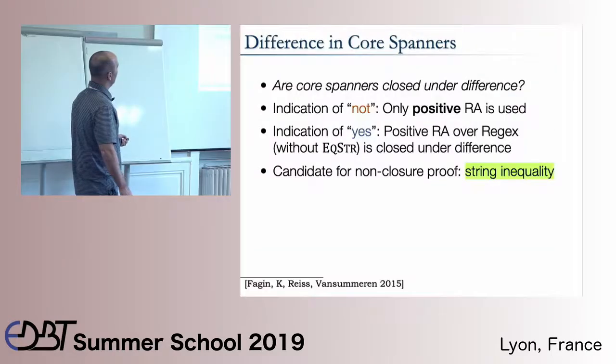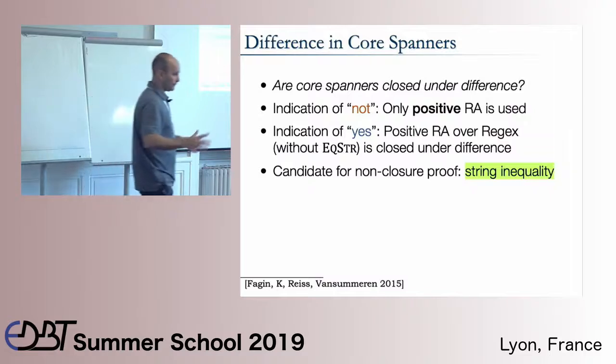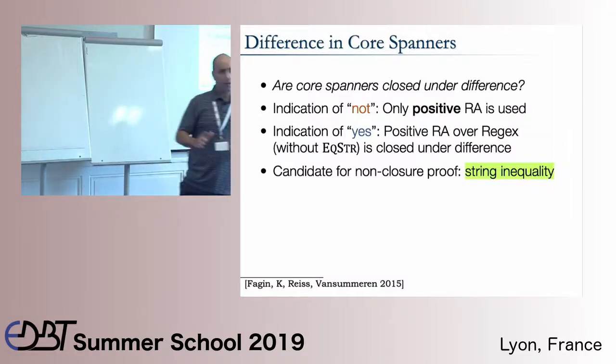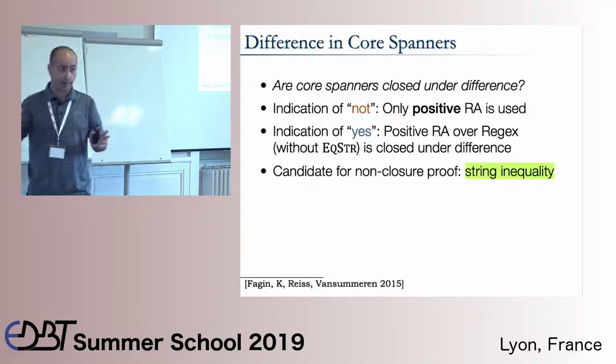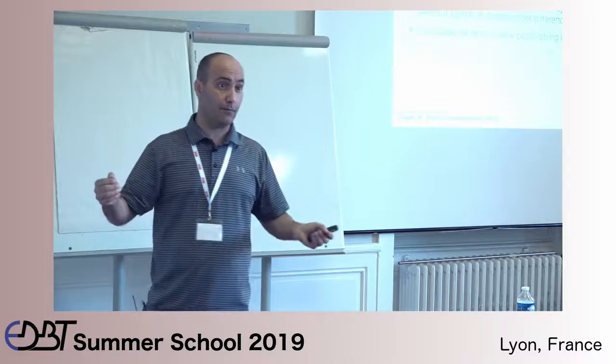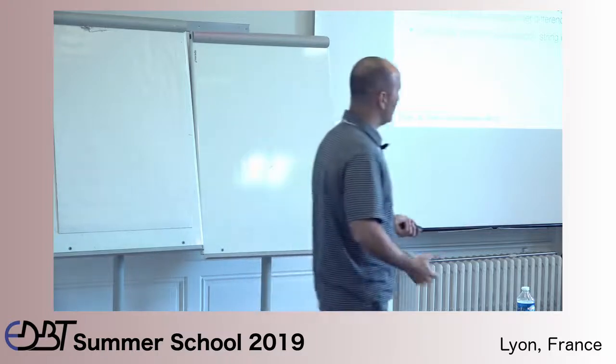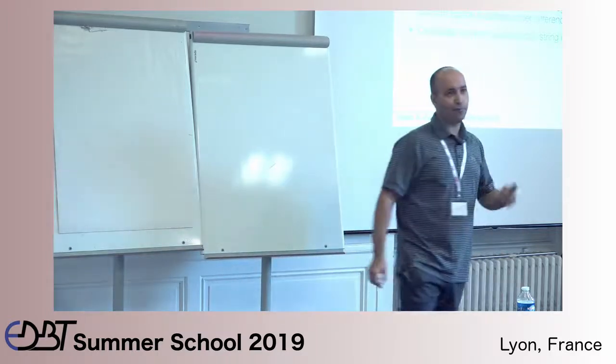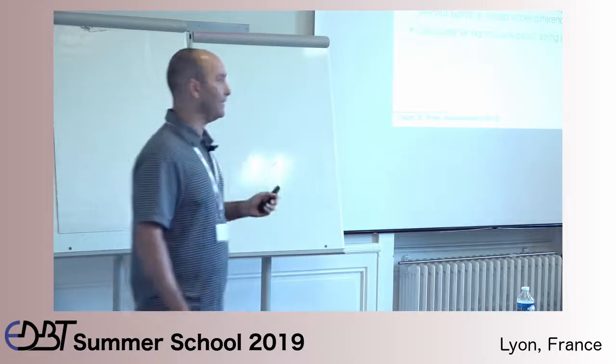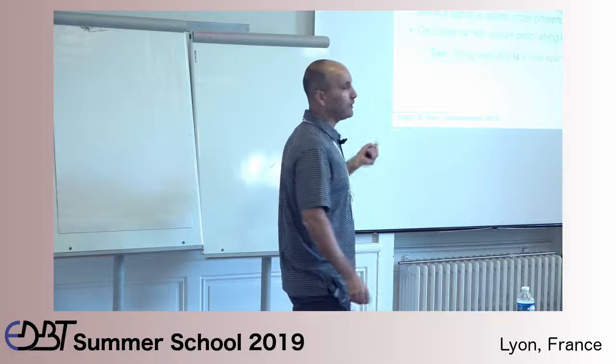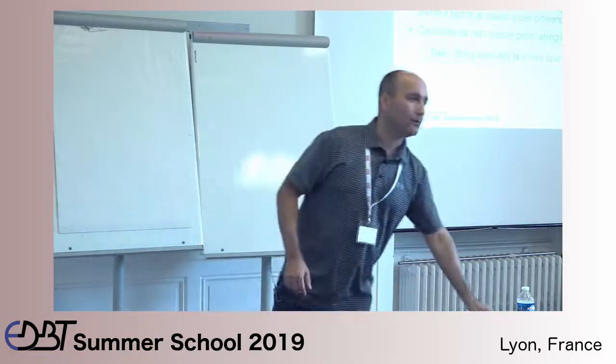Then we thought, let's try to prove that something is inexpressible by these core spanners. So what did we add to these core spanners? We added string equality. Let's pick a candidate and try to prove that it is inexpressible in the language. Like, say, string inequality, right? This is what you would get from difference. And we had several proofs of why you cannot do string inequality, but each of the proofs had a bug in it until we realized that you can actually do string inequality with these core spanners.